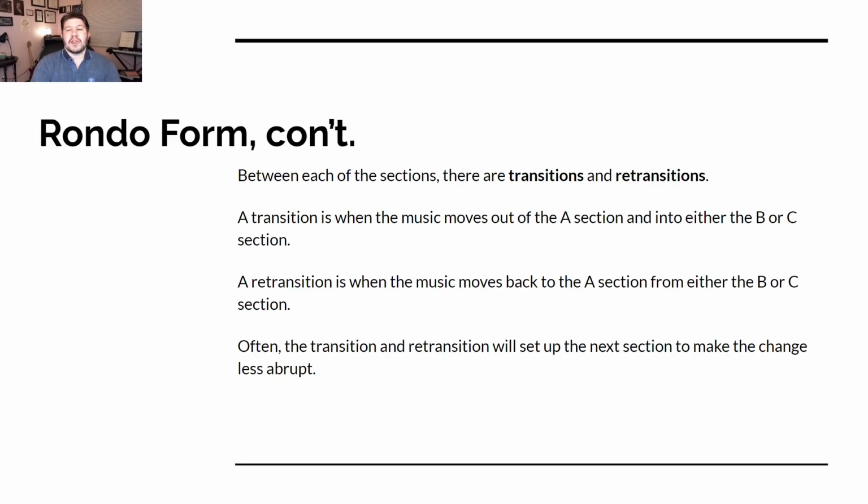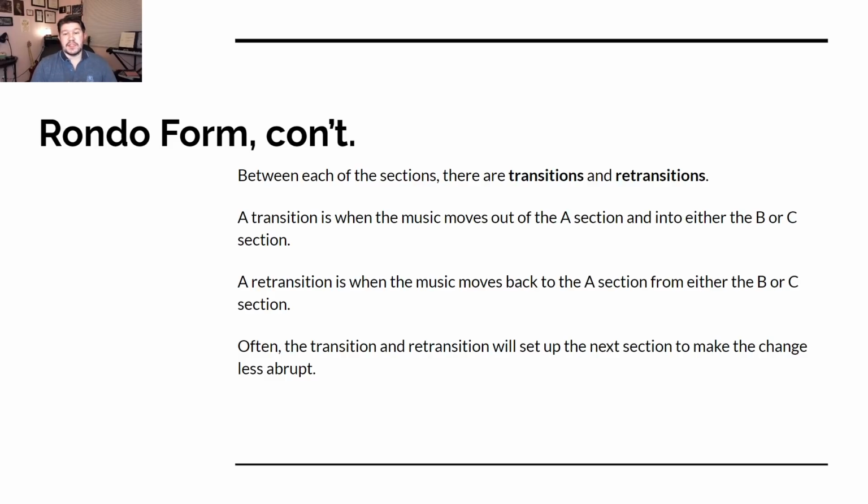So between each of the sections, there are things called transitions and then retransitions. Now you've heard of transition before. You use it at school all the time. And I know we haven't been in school this year, but either way, you've still heard this for years. Transition is simply saying that we move from one thing to another. In this particular example, a transition is going to be when the music moves out of the A section and into either the B or C or whatever other section. So transitions are moving away from A. Okay, that's how you can remember. Transitions go away from A.